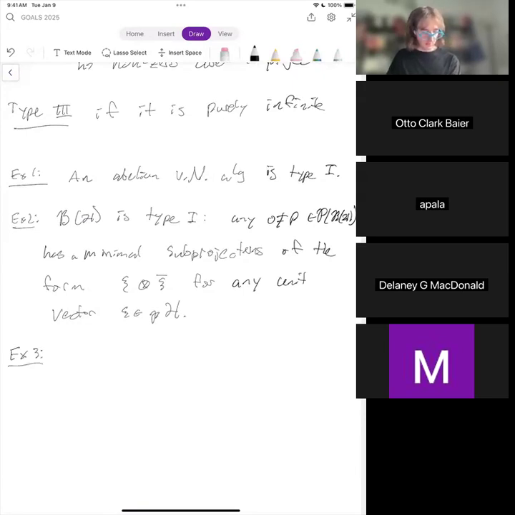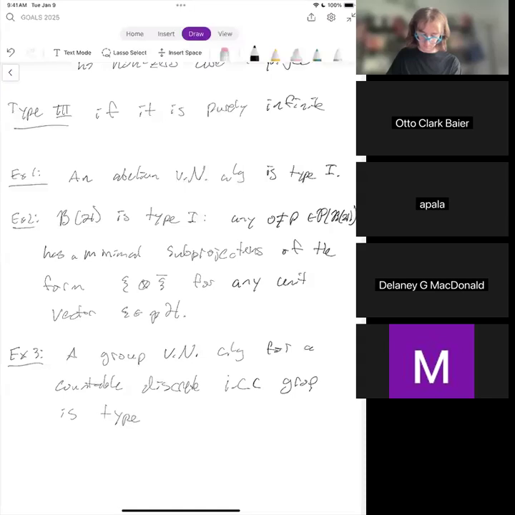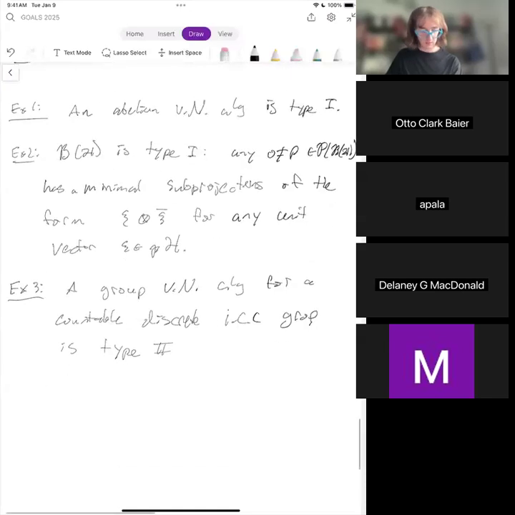For type 2, we'll go into this a little bit more later, but a group von Neumann algebra for a countable discrete ICC group is type 2. And say more later.